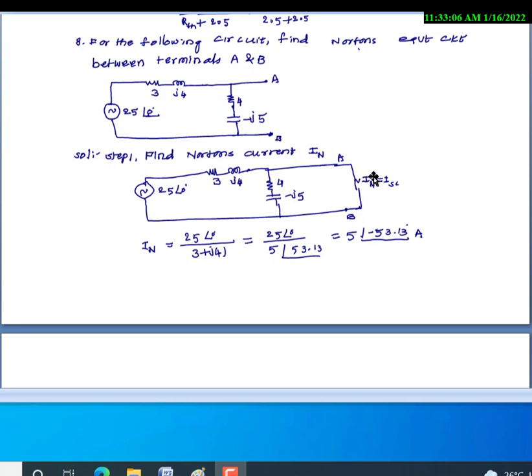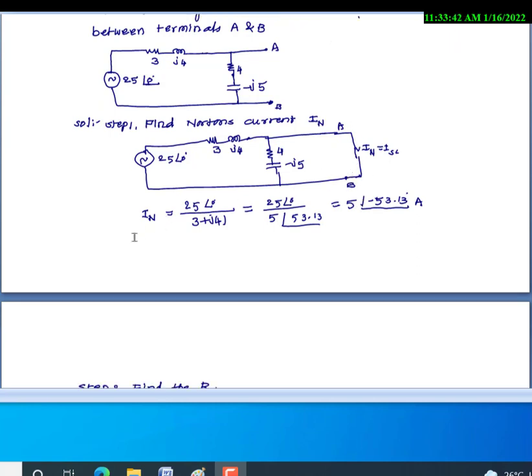The first step is to short circuit the terminals A and B so that we can calculate the Norton's equivalent current flowing. Once we short circuit it, automatically no current will flow through this 4 minus J5. So whatever current flows through this 3 plus J4, the same current will flow through this. Or in other words, whatever current is supplied by the 25 volts supply flows through this short circuited branch.